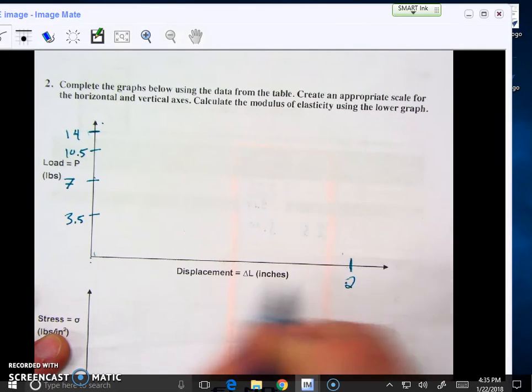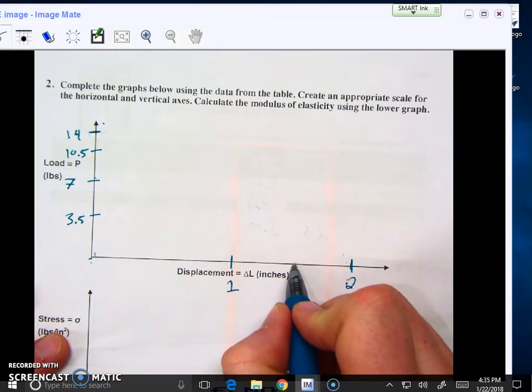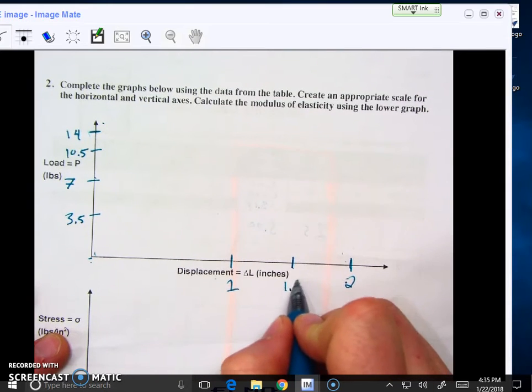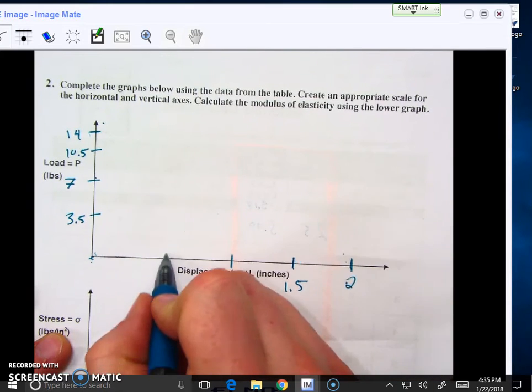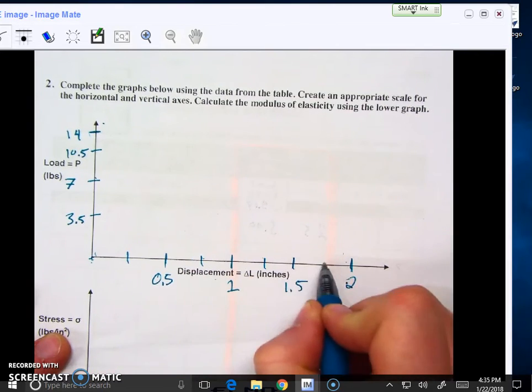And so my displacement, the biggest thing I really have to worry about is about 2. So if that's 2, halfway in between 0 and 2, that's going to be 1. Halfway in between 1 and 2 is going to be 1.5. Halfway in between 0 and 1 is going to be 0.5. And we could continue to break that down into smaller intervals.